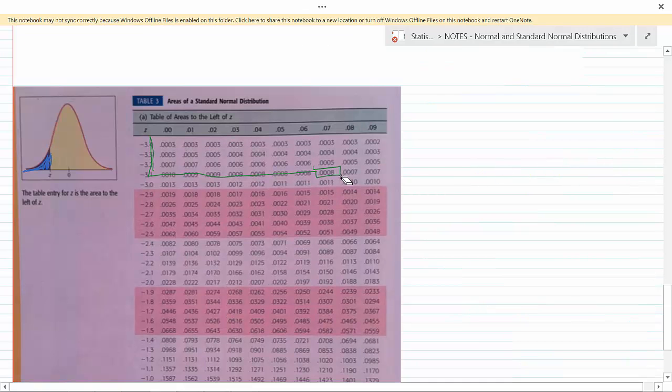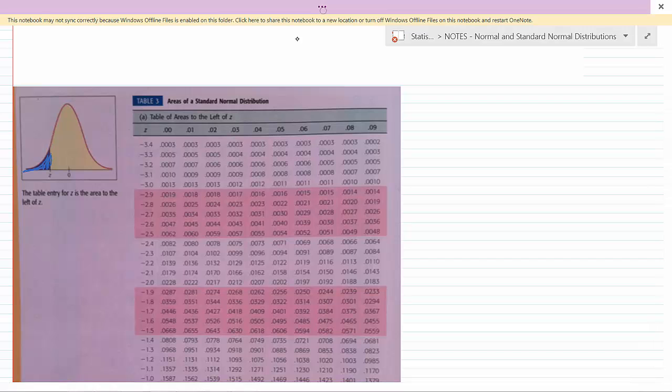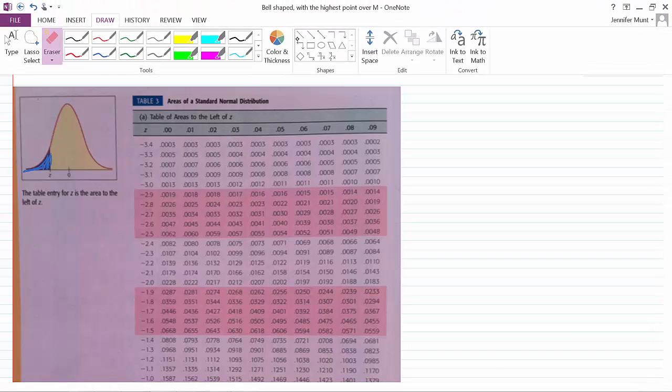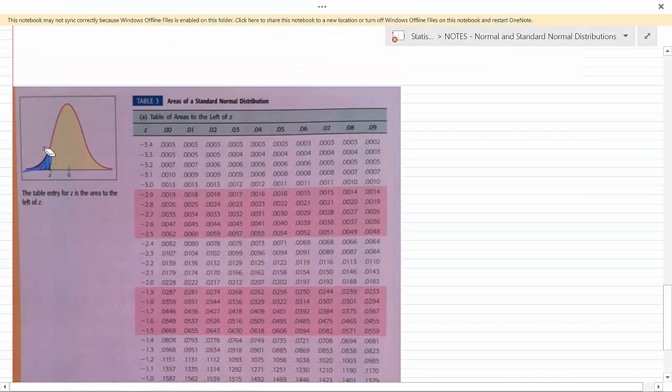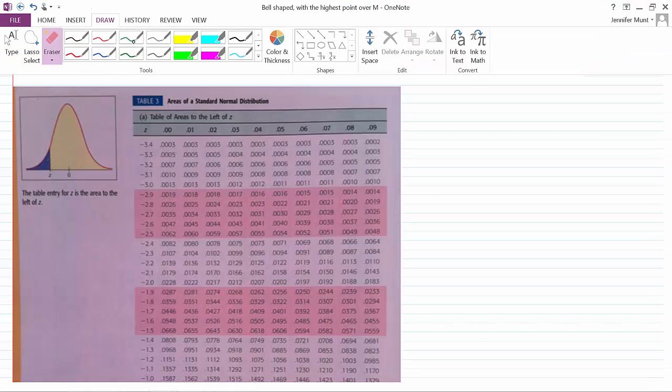By the way, this table is in the practice packet for standard normal curves. So you have a copy of this table if you print that practice packet.